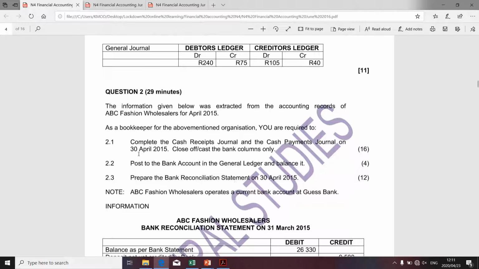I'd like us to focus on requirement 2.1, and I specifically want to focus on completion of the cash receipt journal. The cash receipt journal is also referred to as the CRJ. In subsequent presentations, I'm going to tackle other requirements of the question. Candidates were required to complete the CRJ for the month of 30 April 2015. All this information relates to ABC Fashion Wholesalers for April 2015.